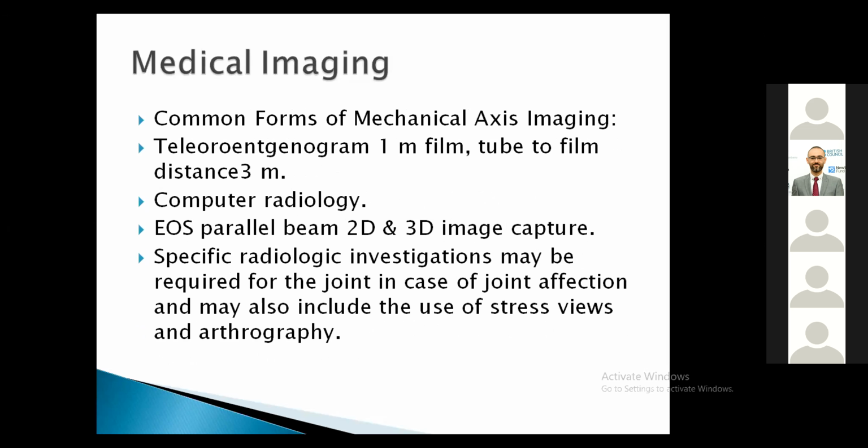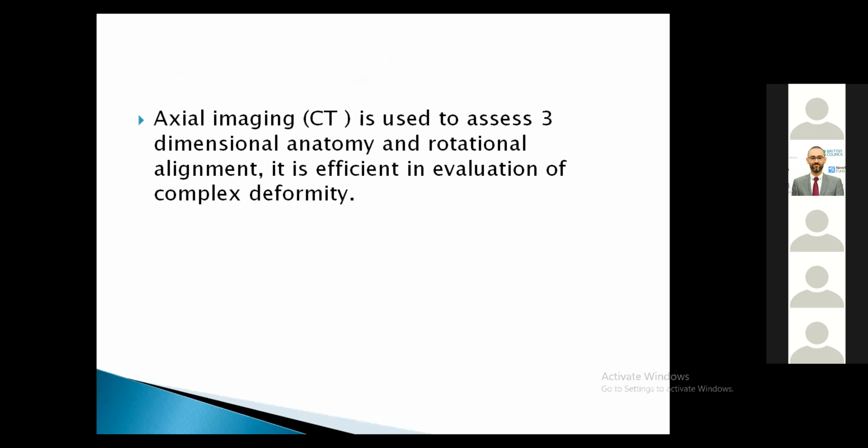Common forms of mechanical axis imaging: teleoroentgenogram, one meter film, tube film distance three meters, CT, EOS parallel beam, two-dimension and three-dimension image capture. A specific radiographic investigation may be required for a joint in case of joint affection, and may also include the use of stress views and arthrography. Axial imaging is used to assess three-dimensional anatomy and rotational alignment. It is efficient in evaluation of complex deformity.